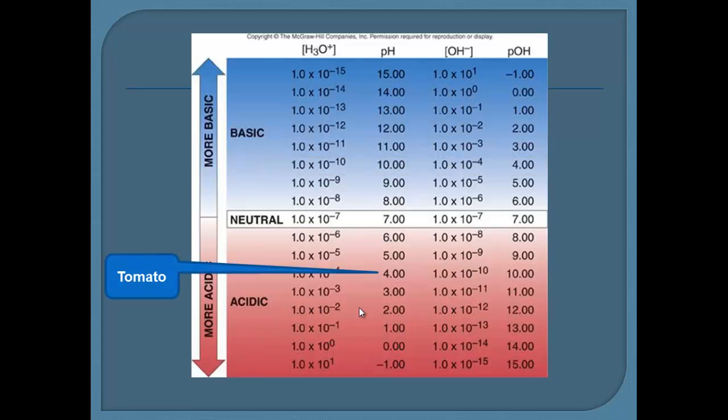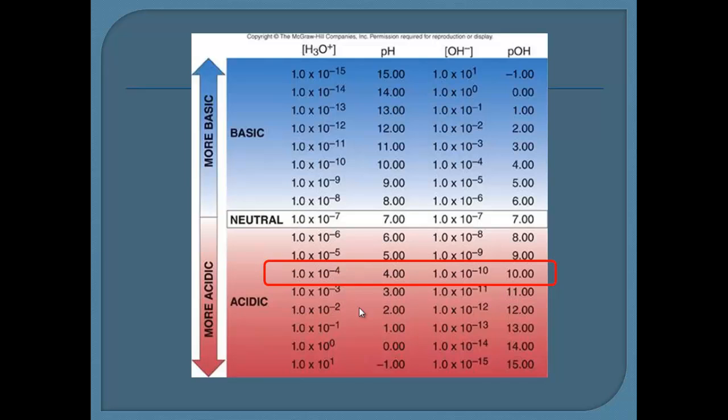If we look at the tomato, we saw that it had a pH of 4. And again, if we focus on what it relates to, the tomato has a pH of 4, but it also has a pOH of 10. The H3O plus concentration of the tomato is seen as 1.0 times 10 to the power of negative 4, and the OH minus concentration is 1.0 times 10 to the power of negative 10.